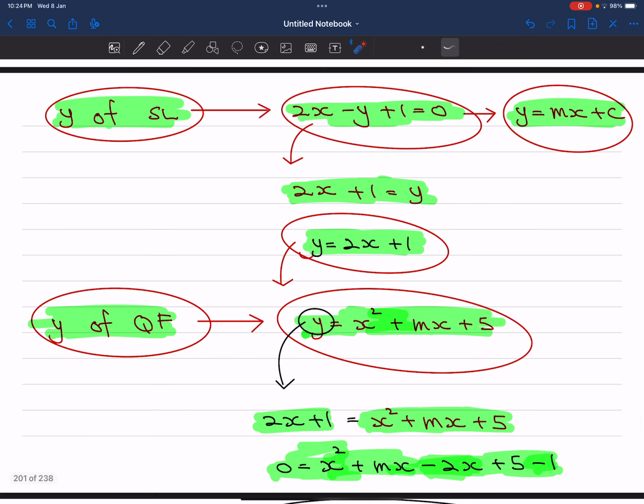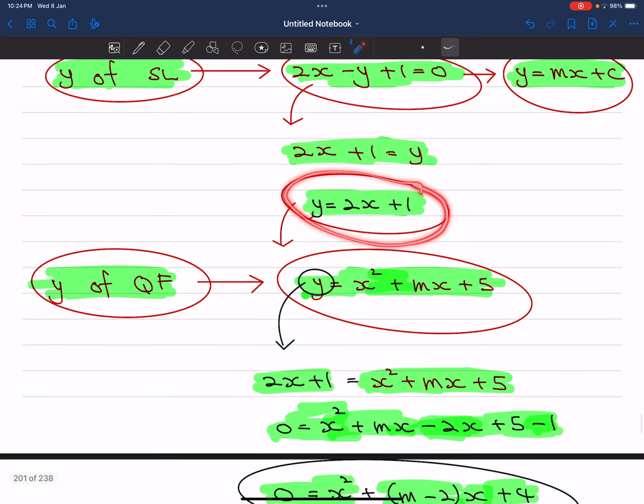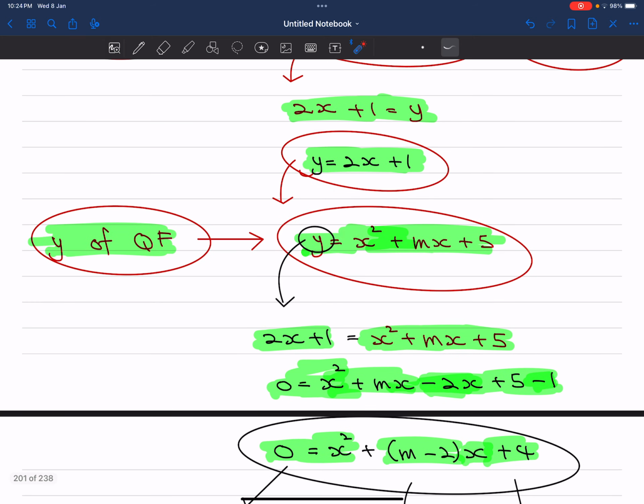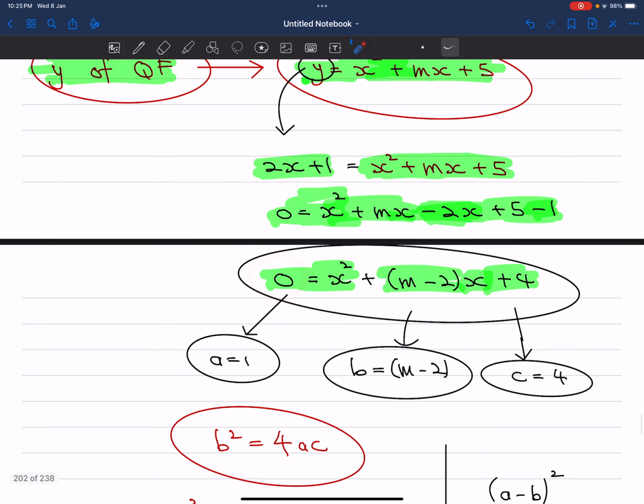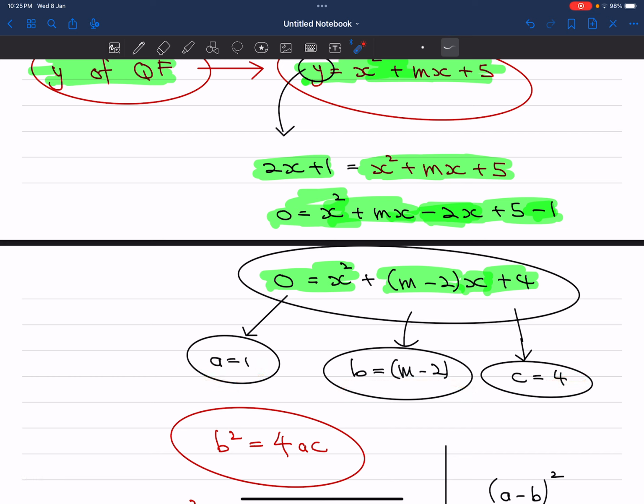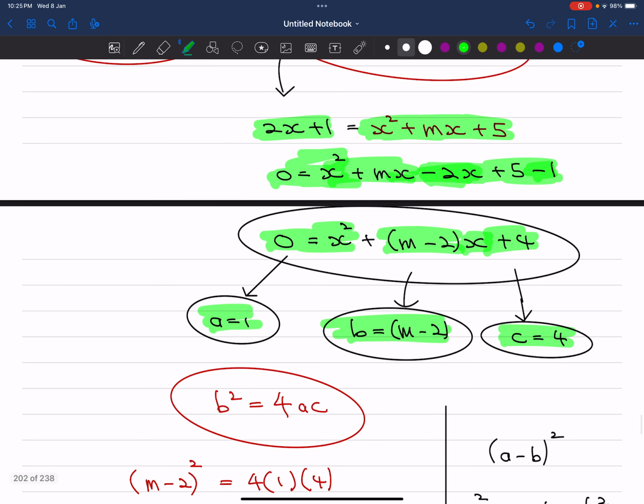Now, after I took the y of the straight line, put it inside the y of the quadratic function, and transferred everything to make it 0, now I can find my a, b, c. The a is in front of x squared, so the a is 1, because in front of x squared is 1, not written. And the b is in front of x, which is m minus 2. And the last number without x is the c, so c is 4.